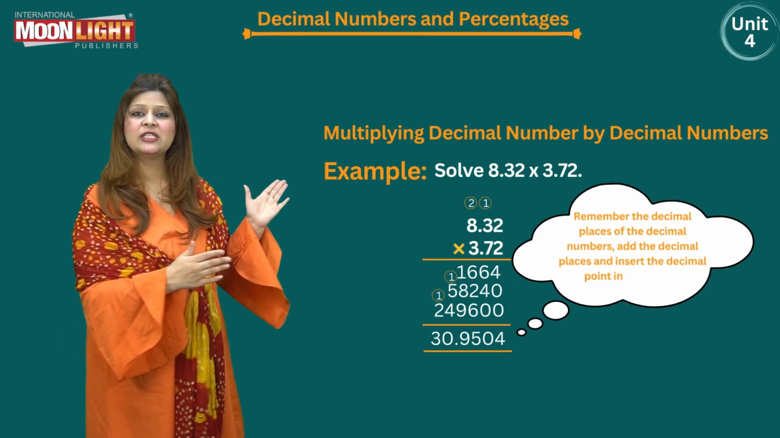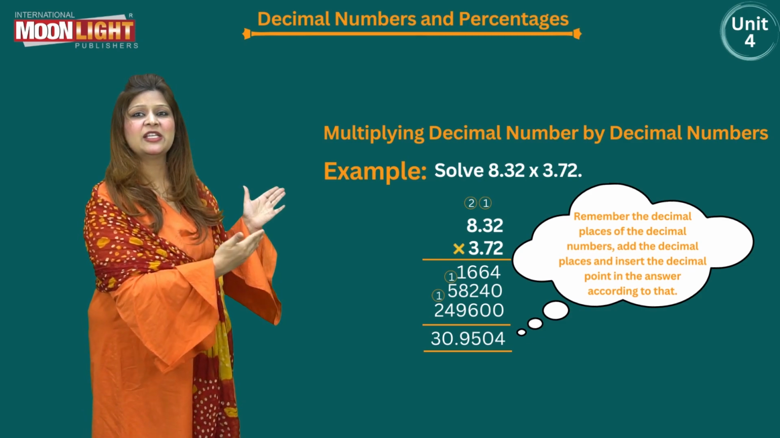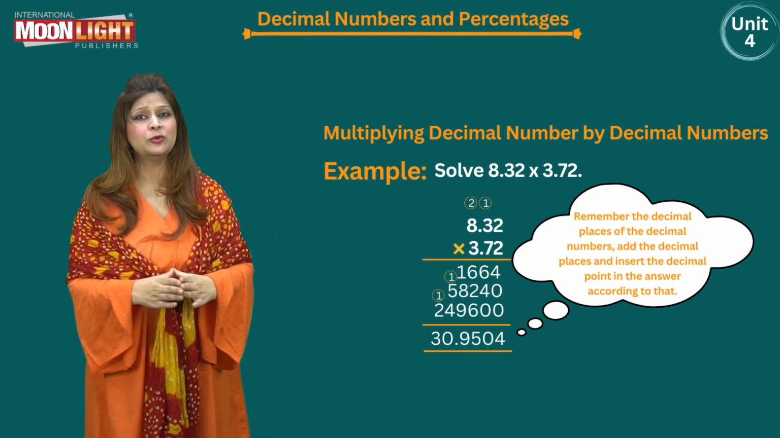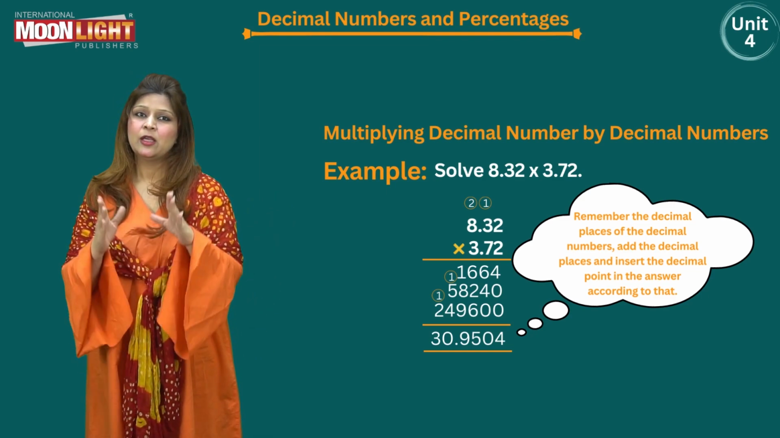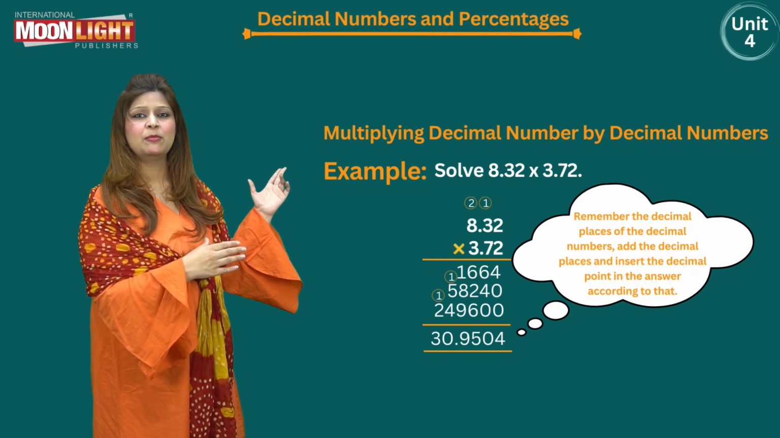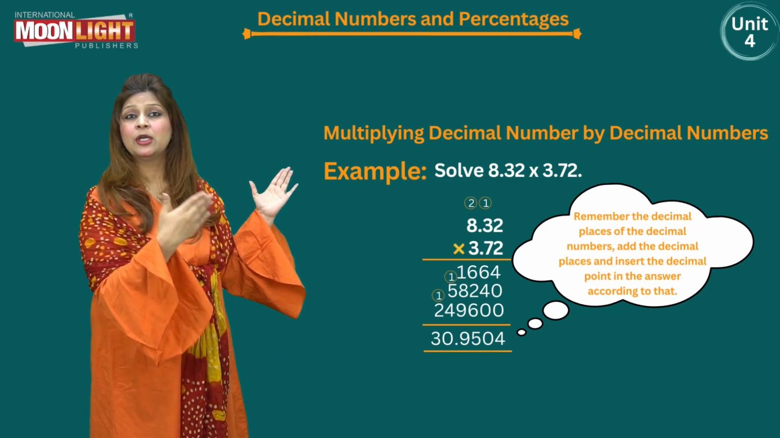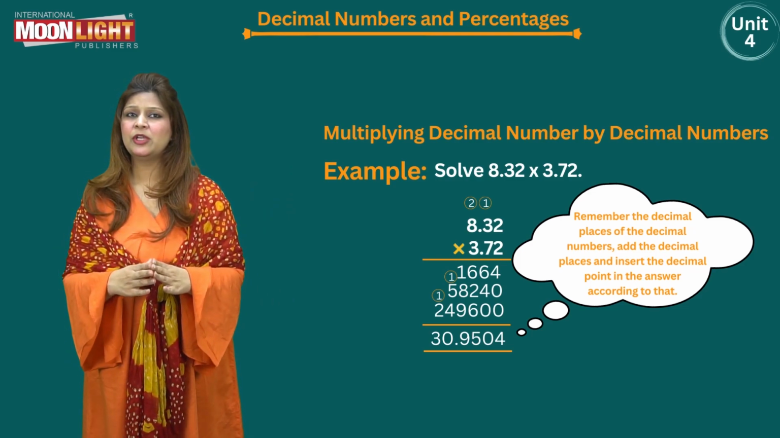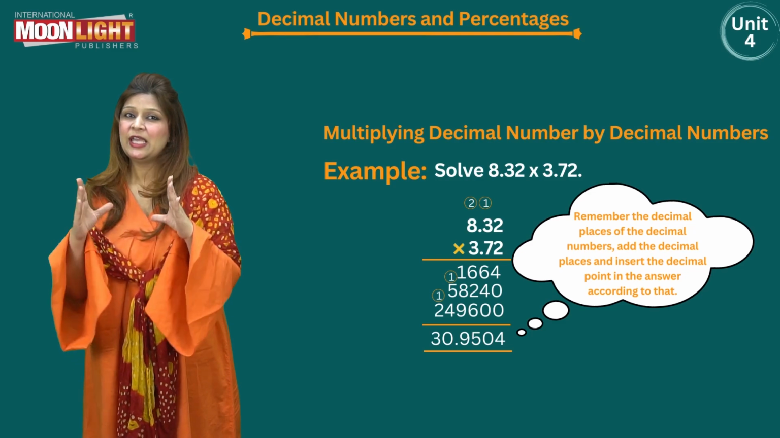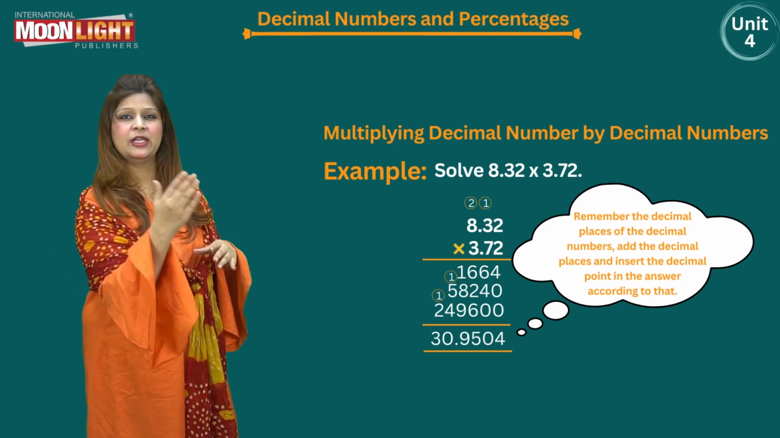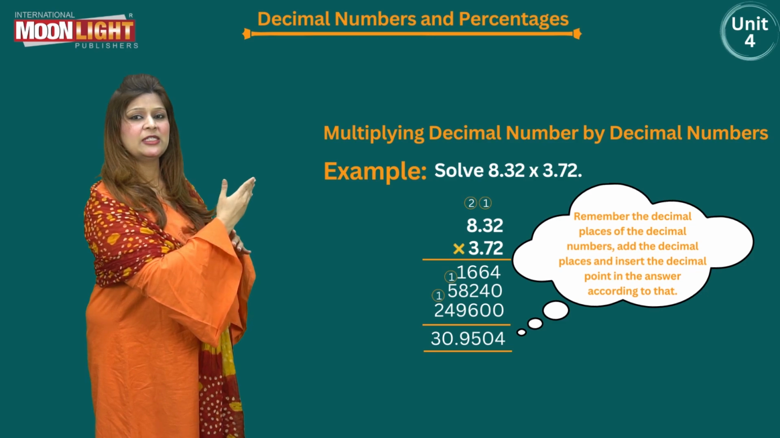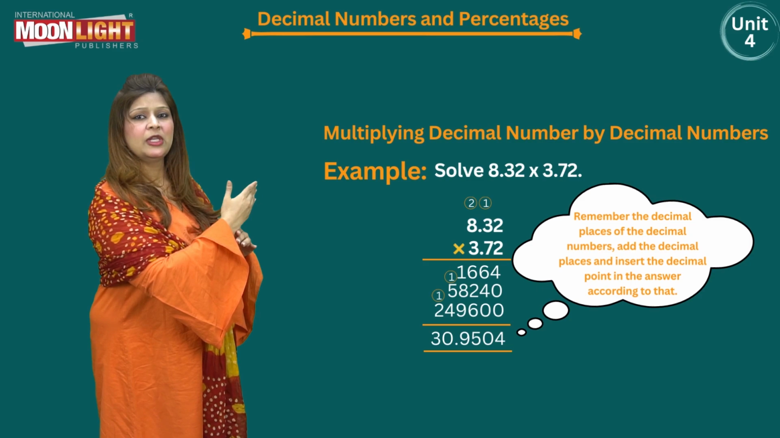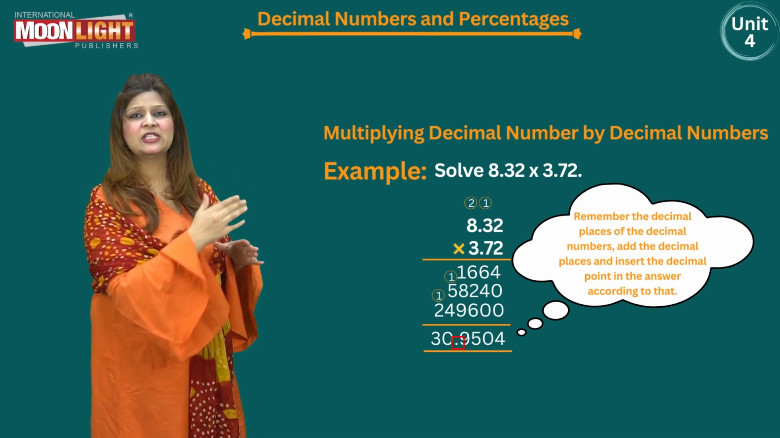Remember the decimal places of the decimal number, add the decimal places, and insert the decimal point in the answer according to that. So next, 2 decimal places in the first number and 2 decimal places in the second number. 2 plus 2, 4. So I'm going to write down the decimal point by counting 4 decimal places. Yes, from which side? From our right hand side. We just count 4, then 0, and then 5, and then 9. This one, 9 and 0. In between 9 and 0, the decimal point will come.